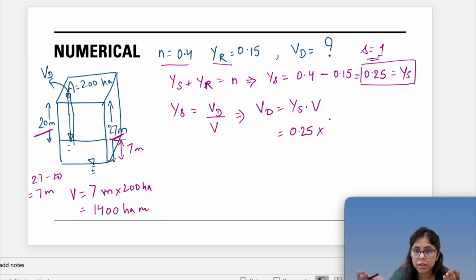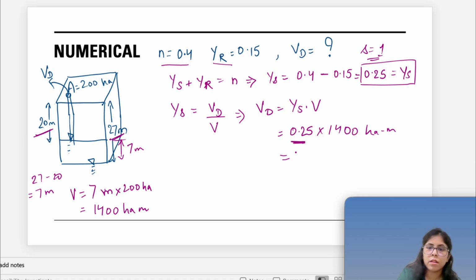that drained out. It's not the total volume of water that will come out. The volume of water in the soil will be more, and out of that, what drained out is Vd. So Vd drained out is 0.25. That means only 25% of what was there in the soil came out. So if I multiply 1400 into 0.25, that comes out to be 350 hectare meter.